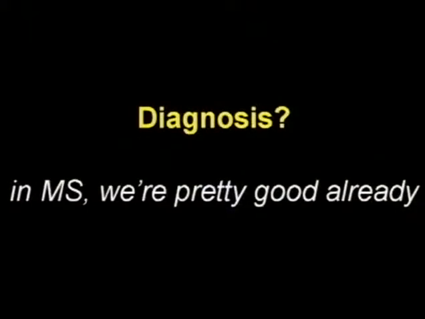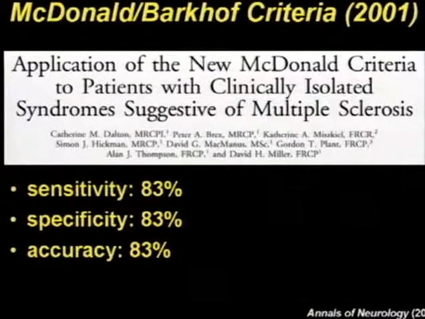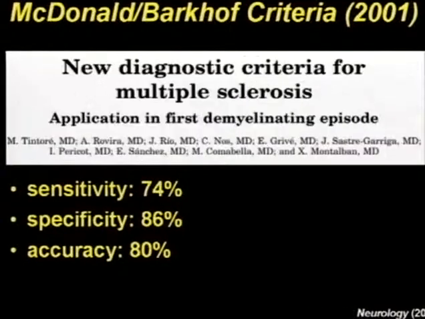So to talk about diagnosis just briefly, and in MS we're pretty good at this already, and as I mentioned, MRI is a major part of the criteria for making the diagnosis of multiple sclerosis according to the revised criteria from 2001 and subsequently revised since then. And so those criteria have been applied in MS to patients who have clinically isolated syndromes, so something that might be MS. And when you apply those criteria, you find sensitivities and accuracies in the order of the 80s, which is pretty good as far as these things go. And this has been shown in multiple studies.